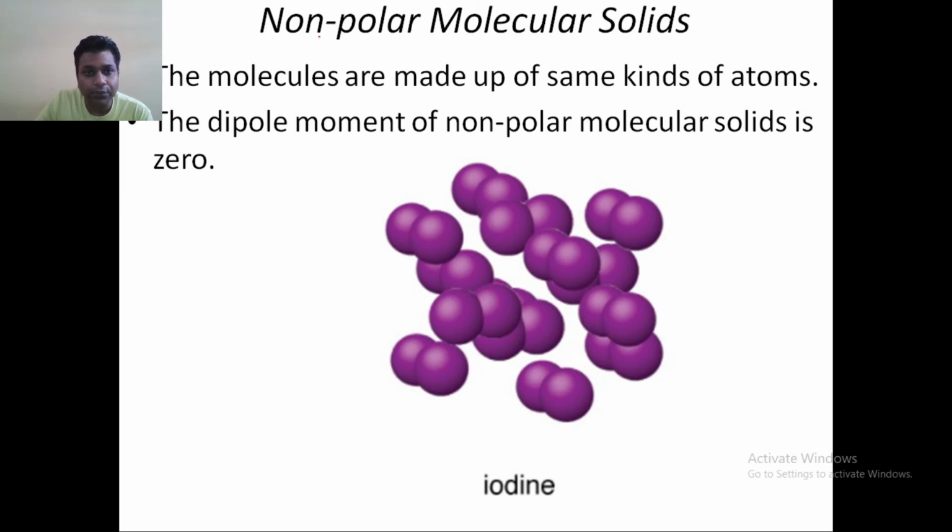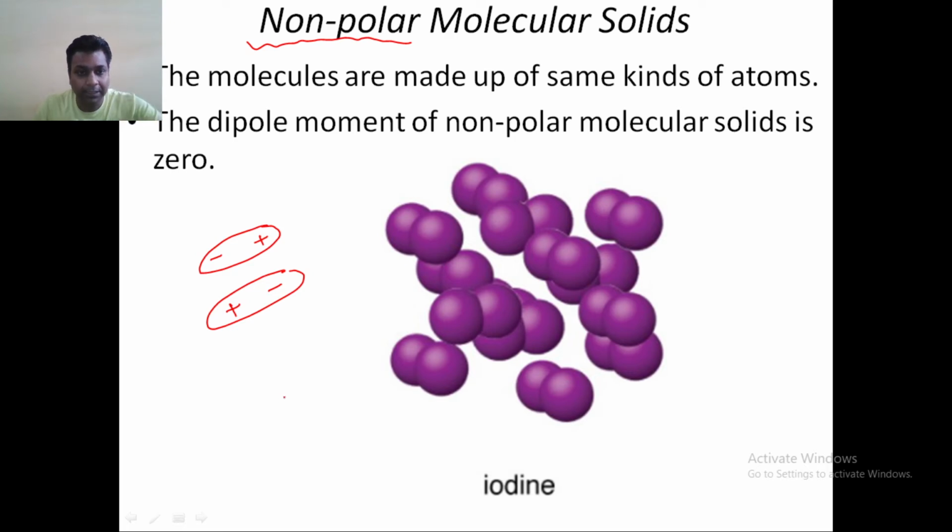Non-polar, as the word indicates, means there will be no polarity. No polarity means what? The dipole moment will be zero, or the net effect of the dipole moment will be zero in this case. Polarity comes from the dipole moment. Dipole moments come from the arrangement of the charges in a particular direction. For example, if you have this negative and this positive, it will make a dipole. Again, this is positive, this is negative, it will make a dipole. Means they are arranged in a particular order, a particular manner, then your dipole moment is formed. So this is not present in non-polar molecular solids.